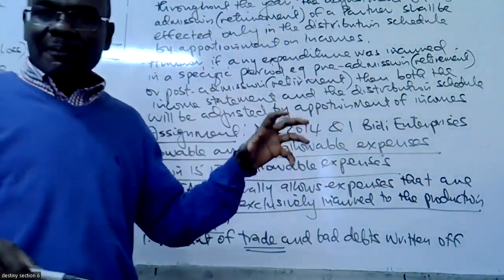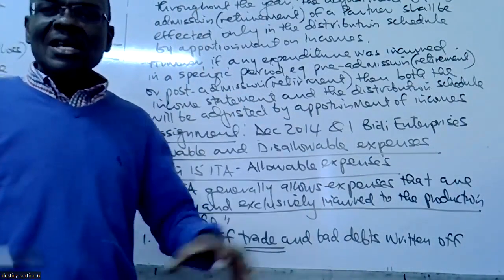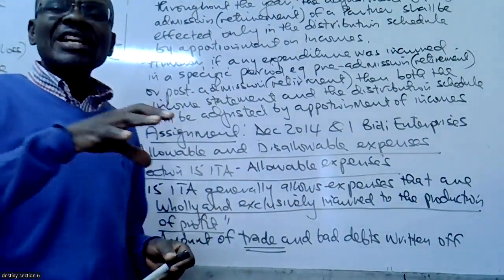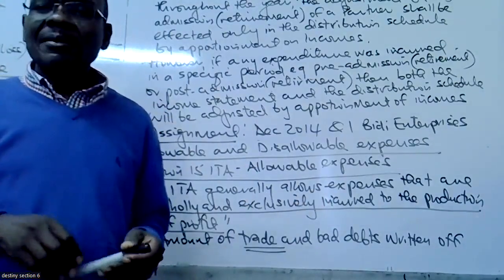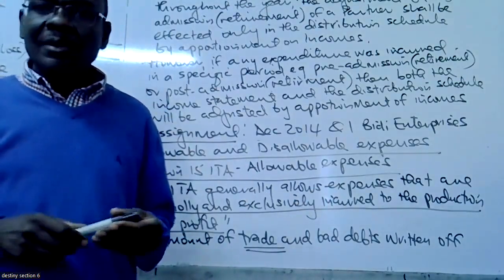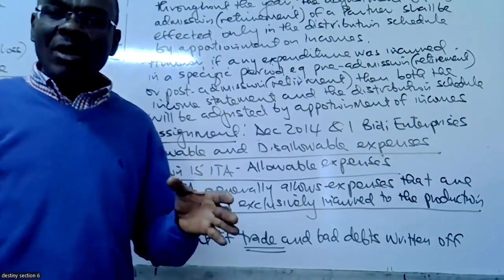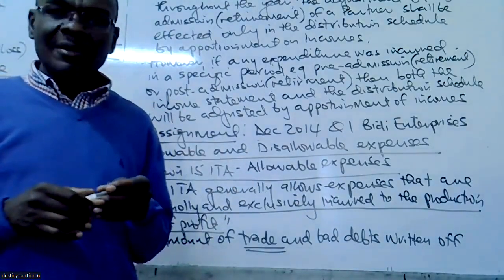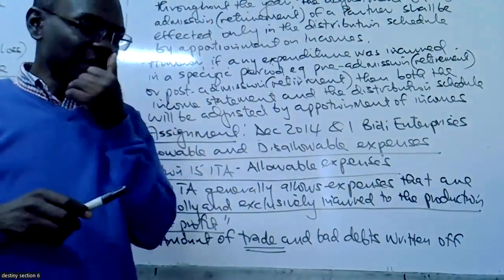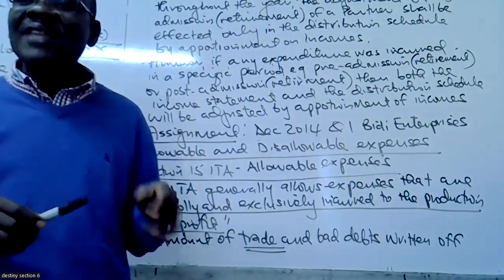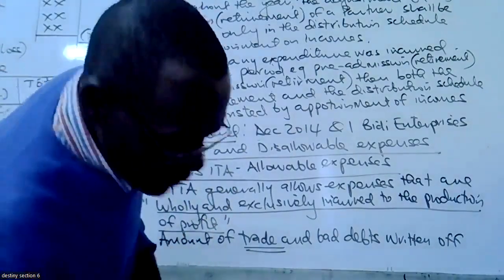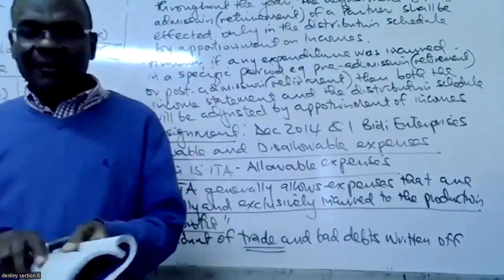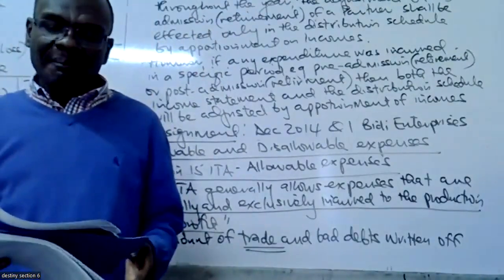So a specific provision means a debtor has been declared bankrupt, or I know of a particular debtor, probably for one reason or another, I know they'll not be able to pay. So I make this provision for this particular debtor, then that would be a specific provision. So that was number 2, specific provision for bad debts.